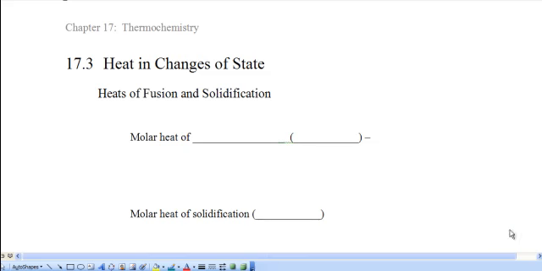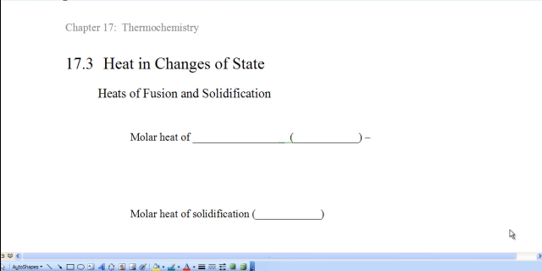And welcome to 17.3, where we're going to be dealing with heat during changes of state. In this particular section, we're going to look at the freezing process, the melting process, boiling and condensing, and the amount of energy that is exchanged between the system and the surroundings during those processes.